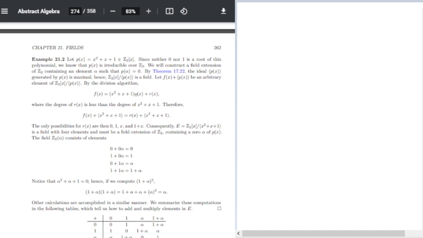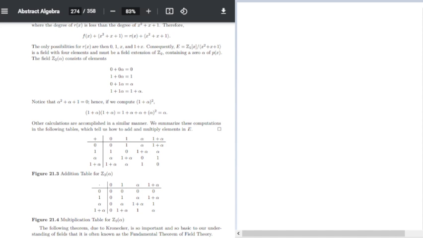Consequently, E is equal to Z mod 2[x] over x squared plus x plus 1 is a field with 4 elements and must be an extension field of Z mod 2, containing a zero a of p(x). The field Z mod 2(a) consists of the elements 0 plus 0a is equal to 0, 1 plus 0a is equal to 1, 0 plus 1a is equal to a, and 1 plus 1a is equal to 1 plus a. Notice that a squared plus a plus 1 is equal to 0 in this case.